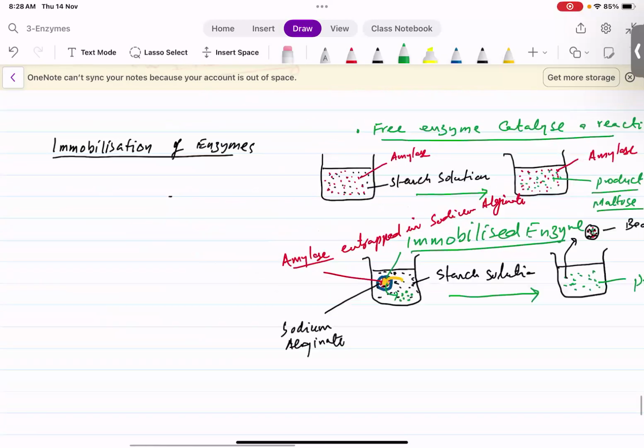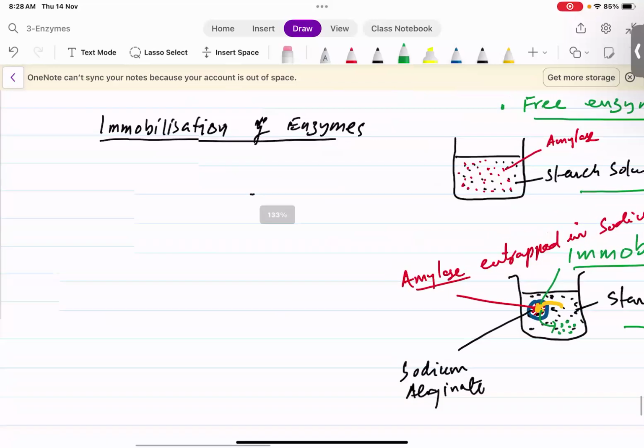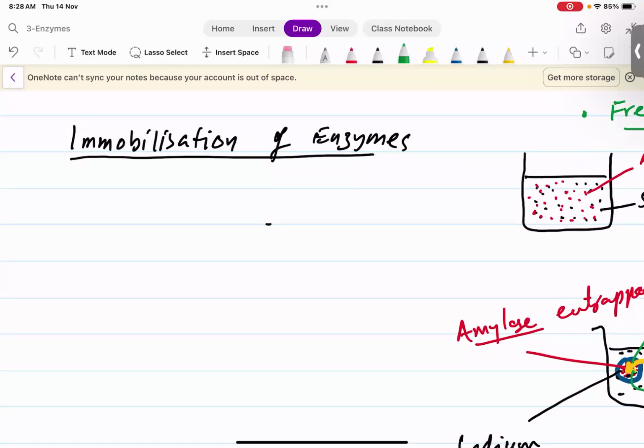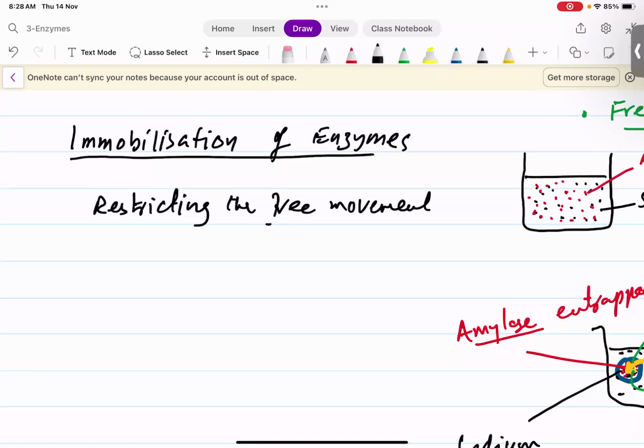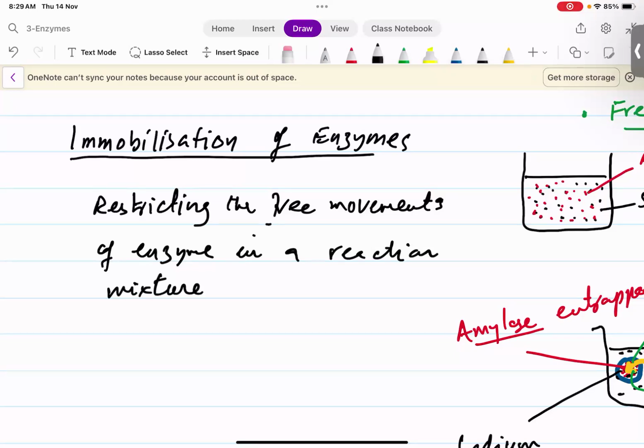So immobilization is restricting the free movement of enzyme in a reaction mixture. Okay, so how do we do that? Method of immobilization of enzymes.